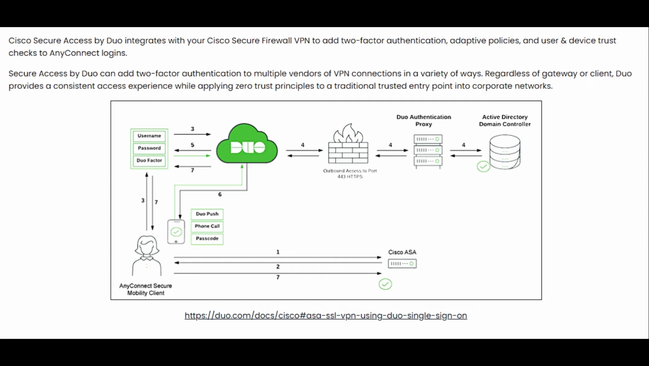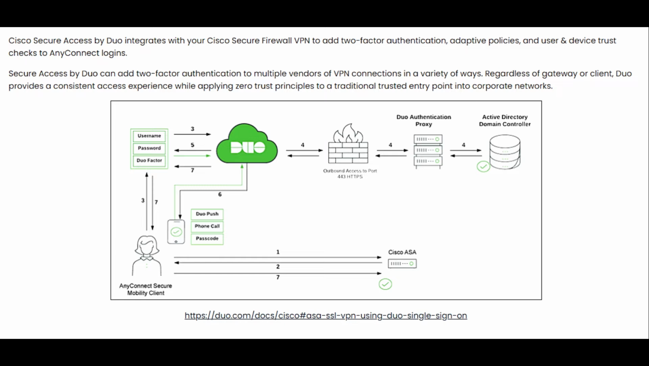Cisco Secure Access by Duo integrates with Cisco Secure Firewall VPN to add two-factor authentication, adaptive policy, and user device trust checks to AnyConnect logins. Secure Access by Duo can add two-factor authentication to multiple vendors of VPN connections in a variety of ways. Regardless of the gateway or client, Duo provides a consistent access experience while applying zero trust principles to a traditional trusted entry point into corporate networks.